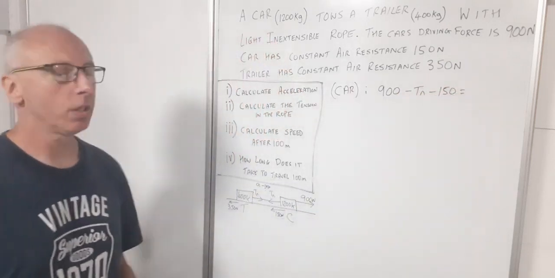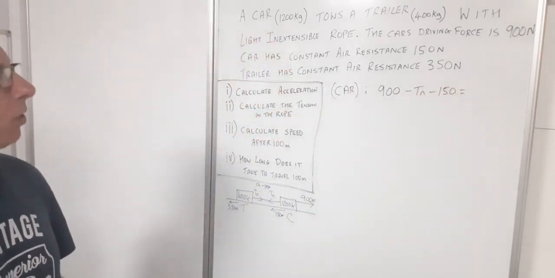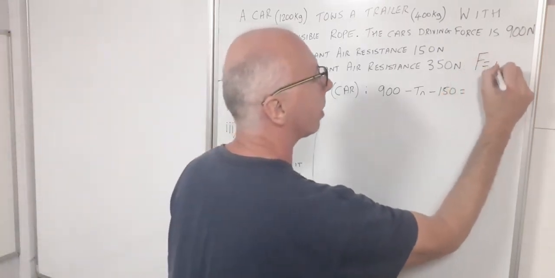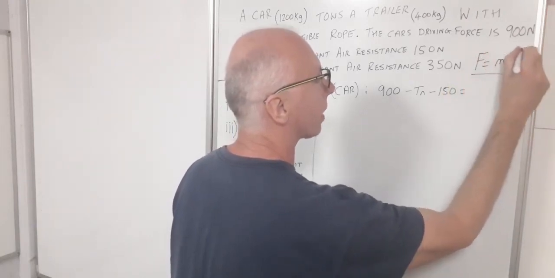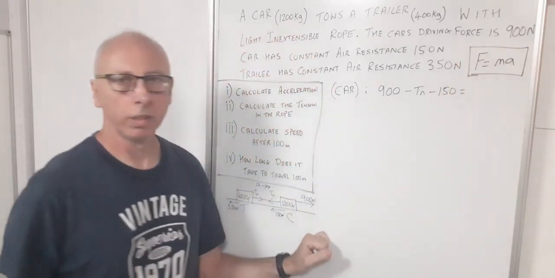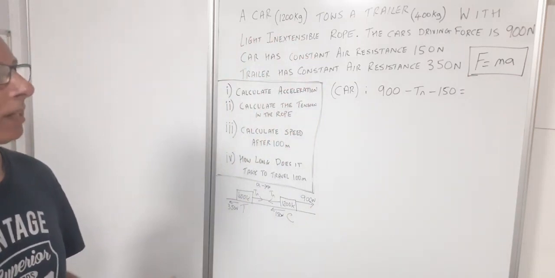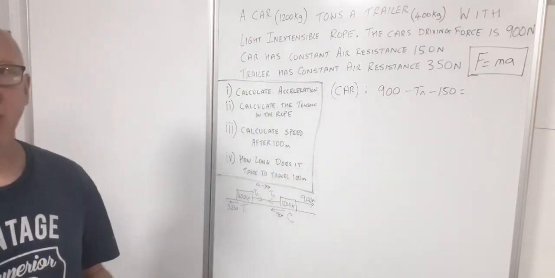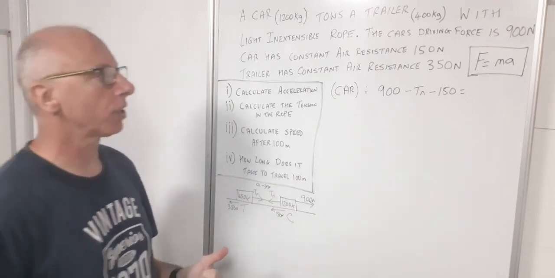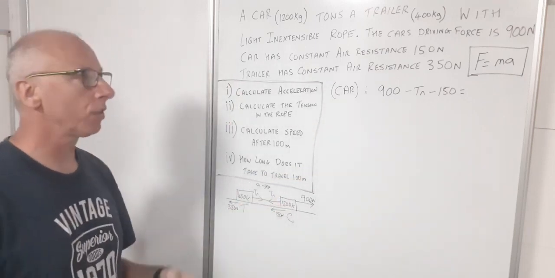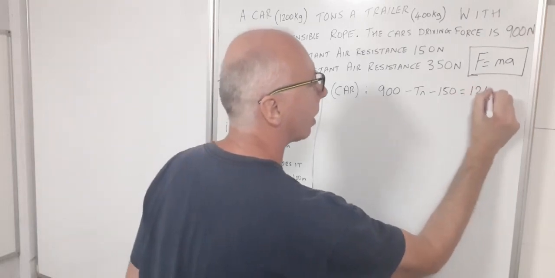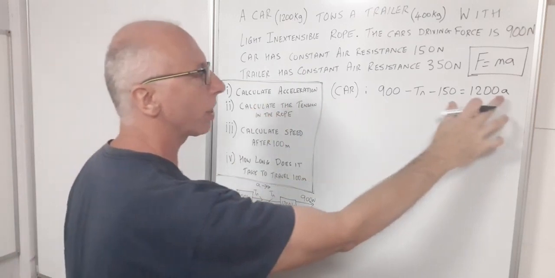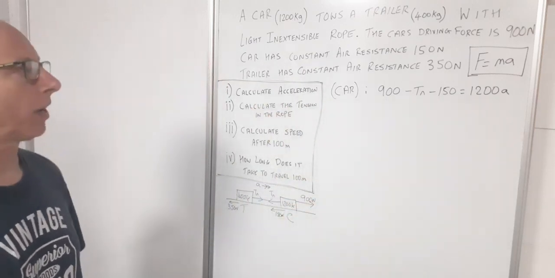Now, if we use Newton's law of motion, force equals mass times acceleration. So that's the key rule when answering these questions. Force equals mass times acceleration. So there's one force, and now we need mass times acceleration. So the mass is 1200, and acceleration we need to find. So the tension and the acceleration is what we need to find.